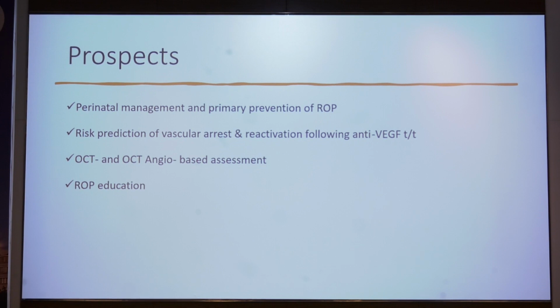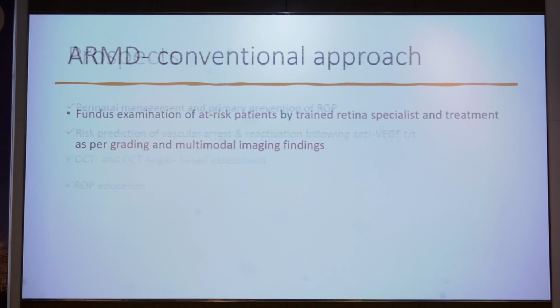Another important scope of AI is in ROP education. There is a huge variability in the features. AI can correctly predict the findings, and it can help us teach better, because we ourselves will be more clear that, okay, this is stage 2 rather than stage 3, this is pre-plus rather than plus disease, and so we'll be able to teach better.